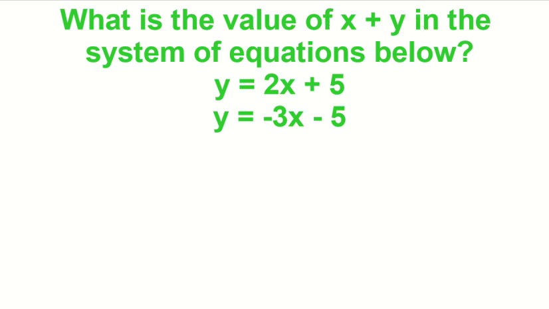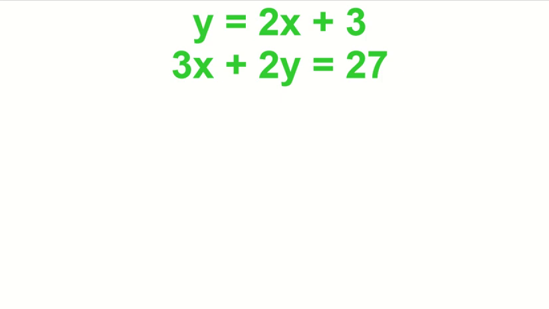All right, so let's get a little more complicated. Go ahead and give this one a try. You got y equals 2x plus 3, and you got 3x plus 2y equals 27.